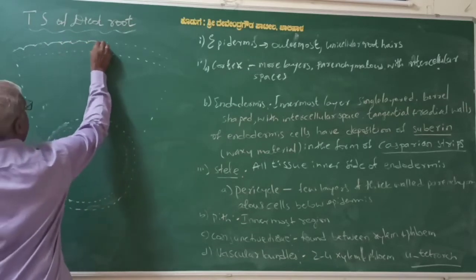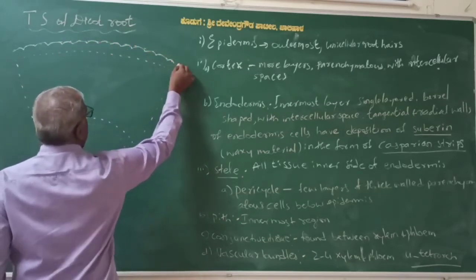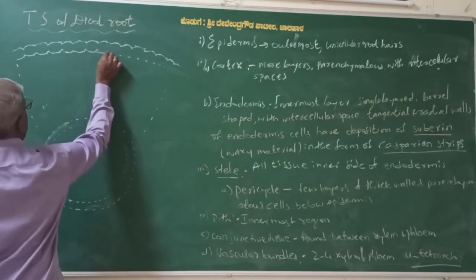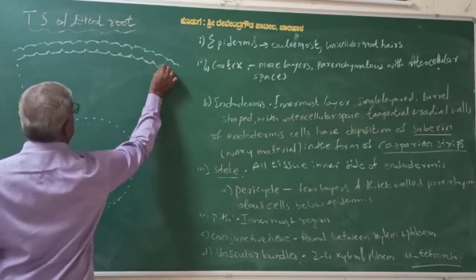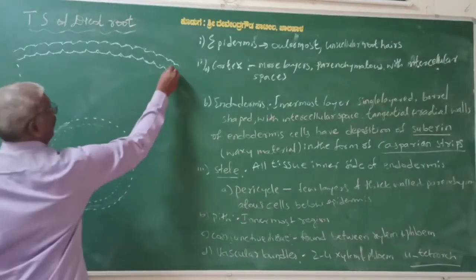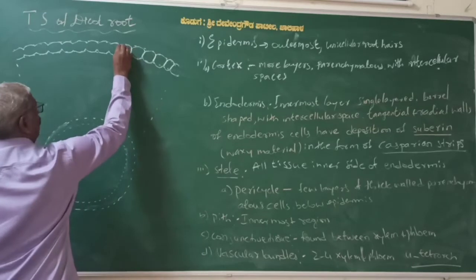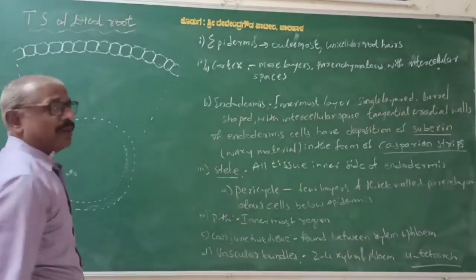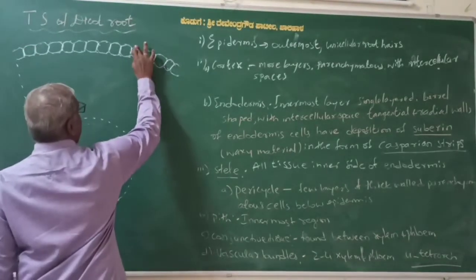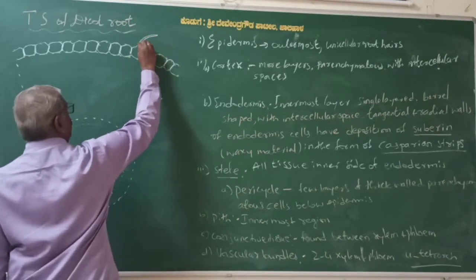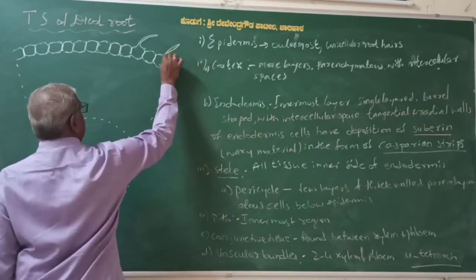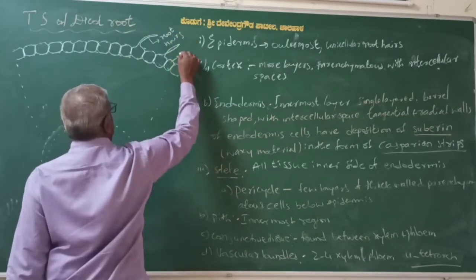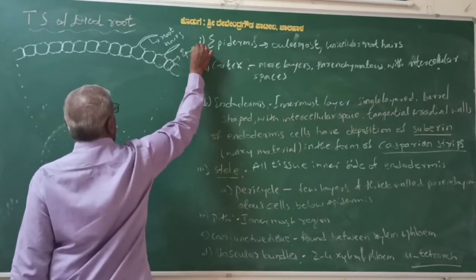The outermost layer, this one, is a single layer, which is called an epidermis. Epidermis is nothing but the outermost layer, hence it is called an epidermis. These cells are made by parenchyma cells, and some of the cells in this layer are modified into root hairs. You can have root hairs, and this single layer is called the epidermis.